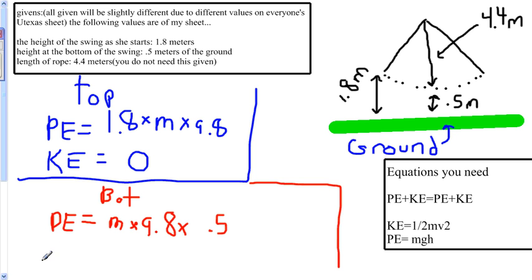Now at the bottom, there is a kinetic energy, and the kinetic energy equals 1/2 times the mass, which we don't know, and the velocity, which is what we're trying to find out, the velocity squared. Now that we have all these numbers, what do you do with them? Well, we plug them into this equation over here.